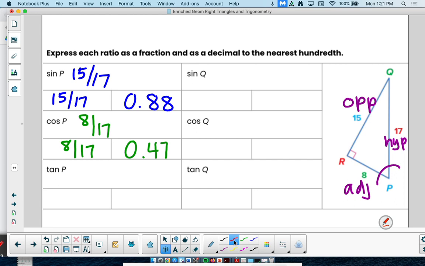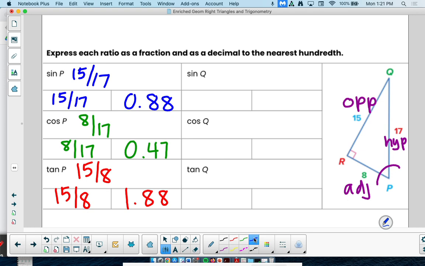And then our tangent is what two legs? Opposite over adjacent. So 15 over 8. Can we reduce 15 over 8? No. What's 15 over 8 as a decimal? 1.88, if we go to the nearest hundredth, right? So the 5 would make it go up to 8, right? Yep. Okay.